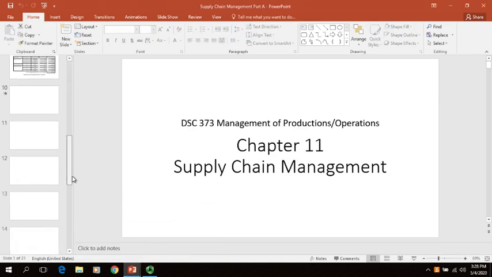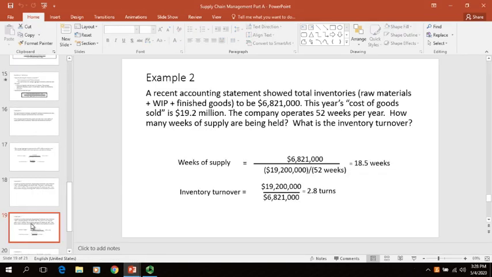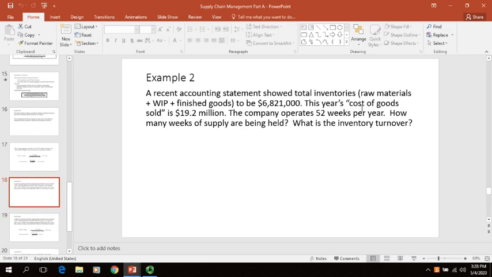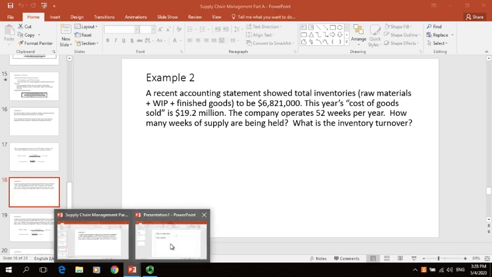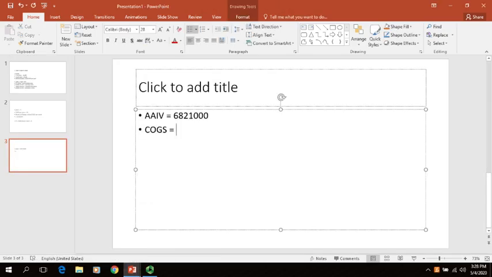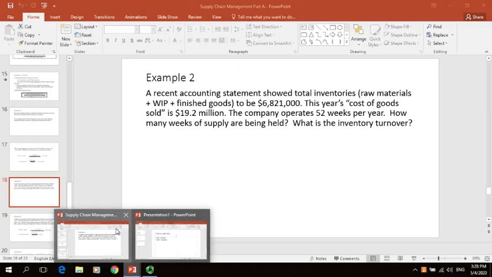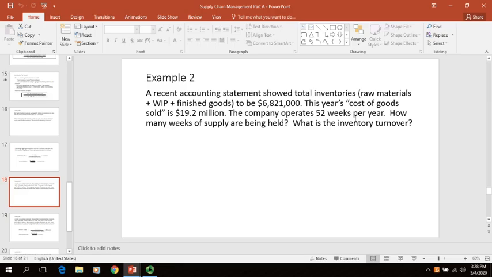And next, this year's cost of goods sold is 19.2 million. The cost of goods sold was 19.2 million. How many zeros are there in a million? There are 6 zeros, right? 1, 2, 3, 4, 5, 6. Now the company operates 52 weeks per year. How many weeks of supply are being held? What's the inventory turnover?